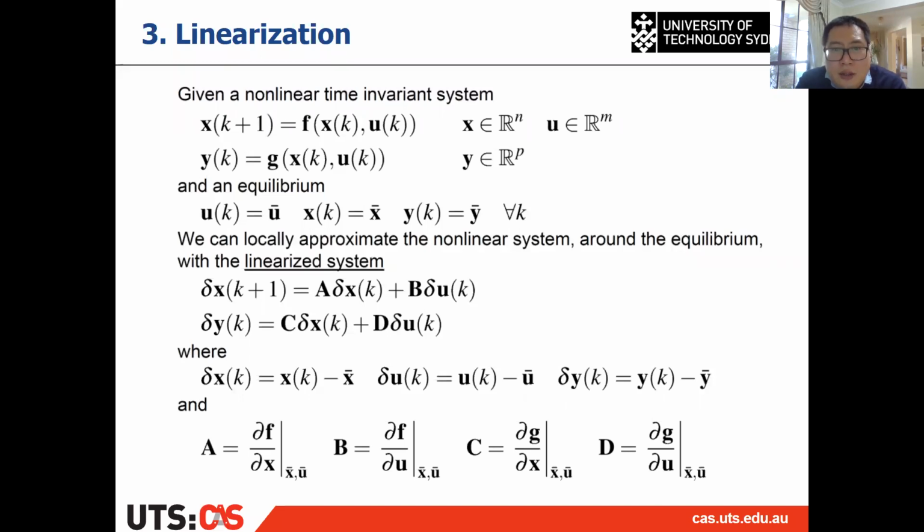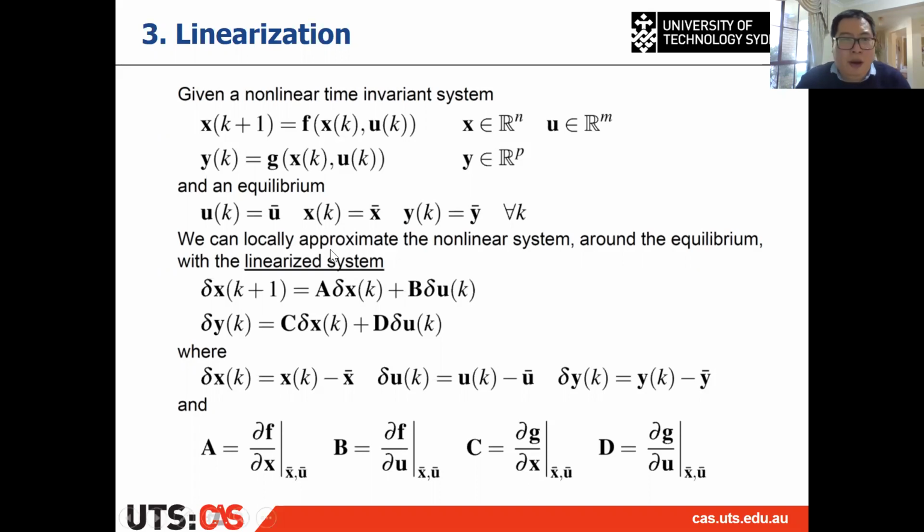But the thing is, linearization can only be done at an equilibrium point. All right, so the linearization can only be done at one of the equilibrium points. It cannot be linearized at any point of the state. Again, it can only be linearized at the equilibrium point. The linearization is quite simple. It just uses the first order Taylor expansion to do the linearization.